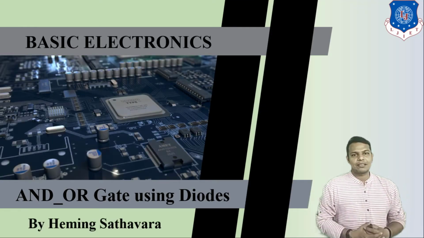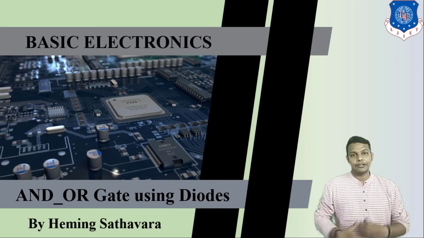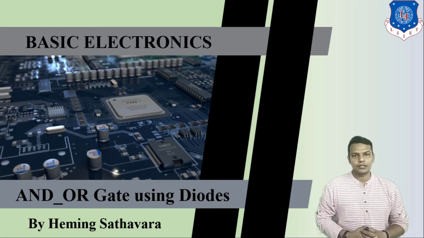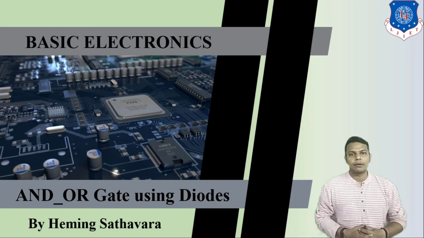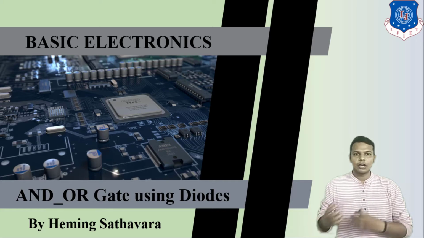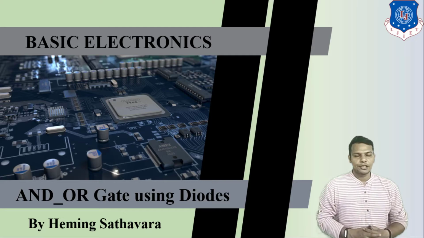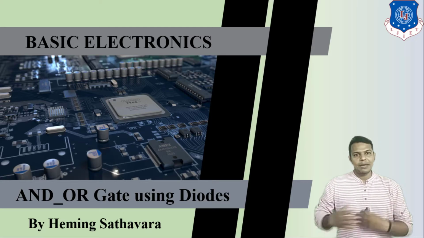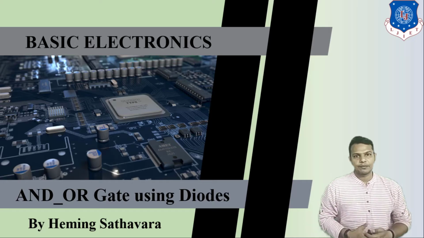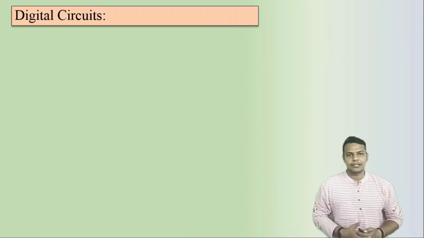Today we are going to discuss the AND and OR gates, realizing them with the help of diodes. For that you have to remember the AND and OR gates, their Boolean expressions and their truth tables. In this lecture we are going to use diodes to make AND and OR gates. So let us start with the basics.